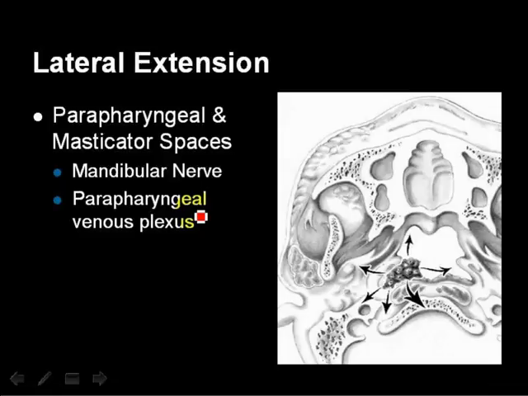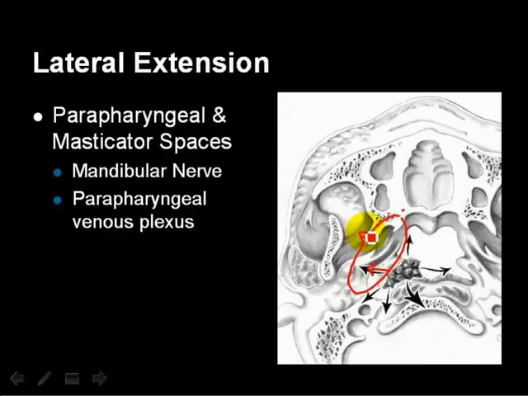Now let's look at how the tumor can spread in another direction, and that is laterally, and what significance it has. When the lesion spreads laterally, it gets out into the parapharyngeal space. When it goes out into the parapharyngeal space, it can further go into the masticator space.